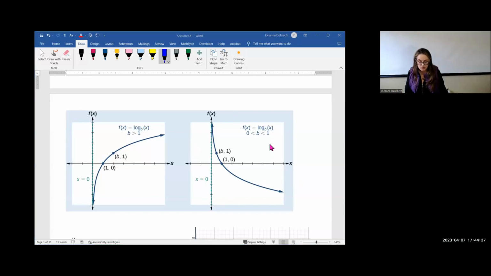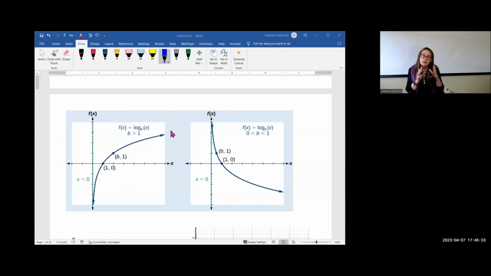So what does it look like if the base is between 0 and 1? Well, if it's between 0 and 1, then it looks like the graph here that you see on the right. So when b is greater than 1, it grows and skims along the negative y-axis, crosses the x-axis at 1, 0, goes through the ordered pair, whatever the base value is, comma 1, and then it continues to grow. But if the number that we're using for the base is between 0 and 1, like base 1/2 or base 2/3, then it's actually going to come down the positive y-axis. It still goes through the ordered pair b, 1. It still goes through the ordered pair 1, 0, but then it goes below the x-axis and curves out this way. So this one is decreasing over the domain, and this one is increasing over the domain.